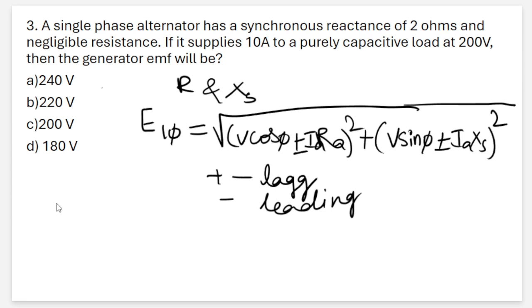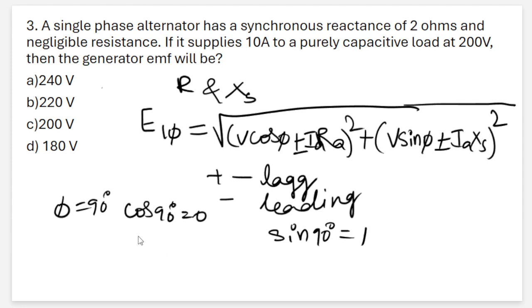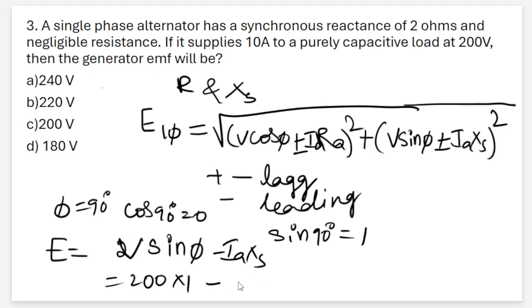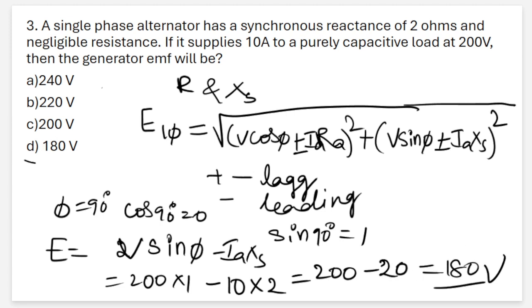So I take phi is equal to 90 degrees, cos 90 is equal to 0 and sin 90 is equal to 1, and resistance here is negligible. So E single phase is equal to V sin phi minus Ia Xs. V is equal to 200, sin 90 is equal to 1, 200 into 1 minus armature current 10 into 2. By solving this equation, we get 180 volts. So here option D is the correct one.